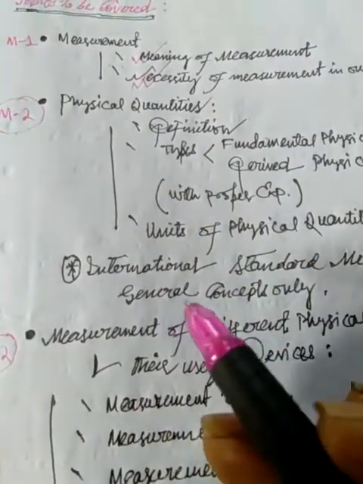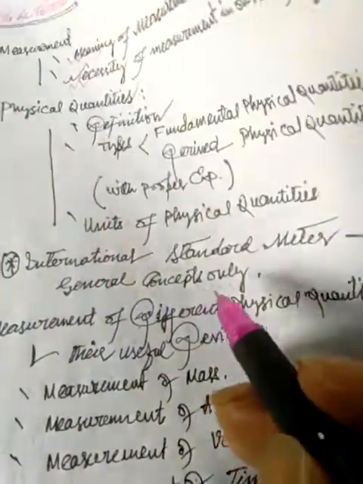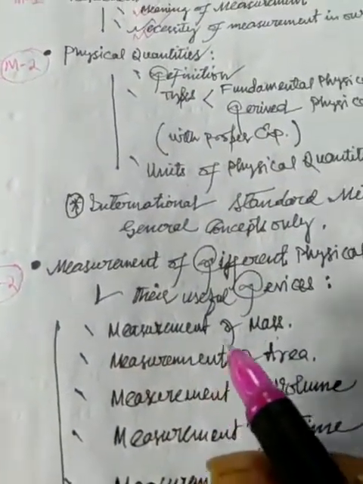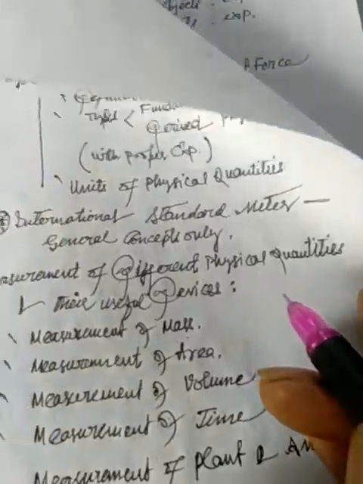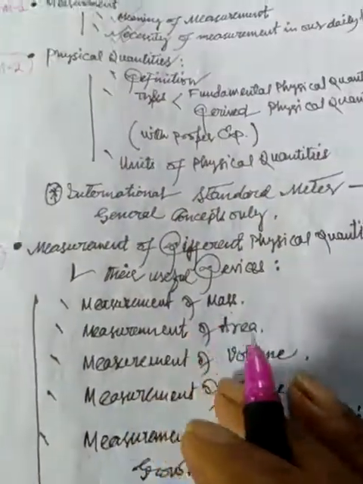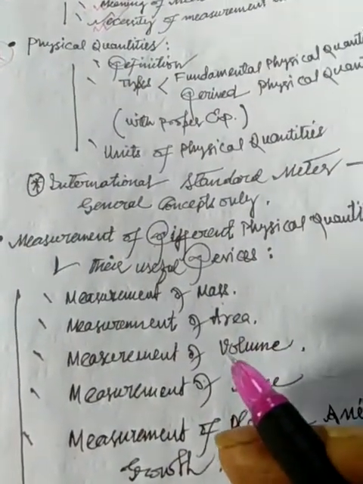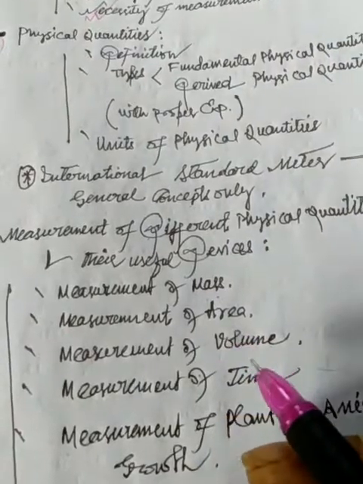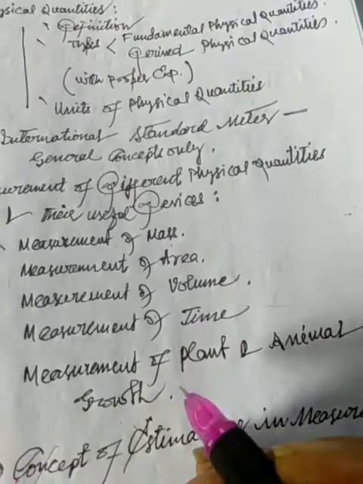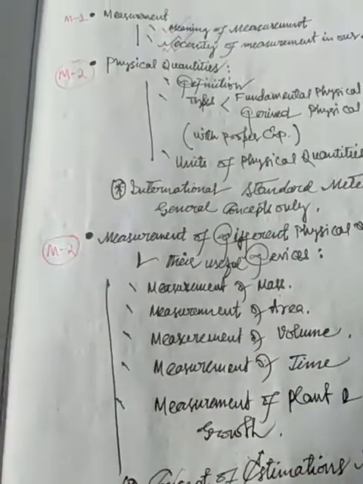The next topic of module 2 is the international standard meter, only general concepts. And the last topic of module 2 is the measurement of different physical quantities with their useful devices, such as the measurement of mass and the device for measuring mass, area, volume, time, and the measurement of plant and animal growth. So let's start today's discussion.